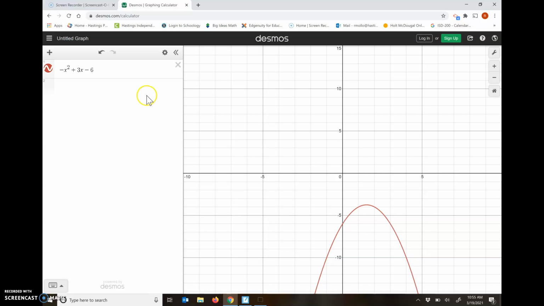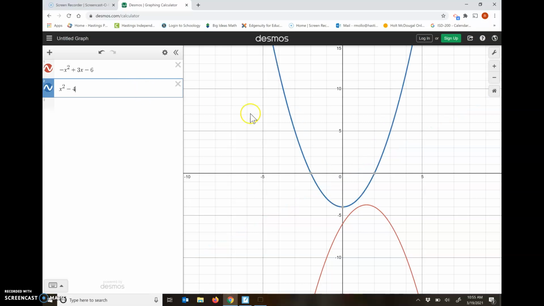Okay, but if I look at one of the ones we just did, like if I go back and put in that first one we did, where it's x squared minus 4, we can see right away, hey, there's our intercepts, negative 2, positive 2. There's our vertex, (0, negative 4). We can see it's touching the x line there. But this one, no solution, because it's not touching the x line.